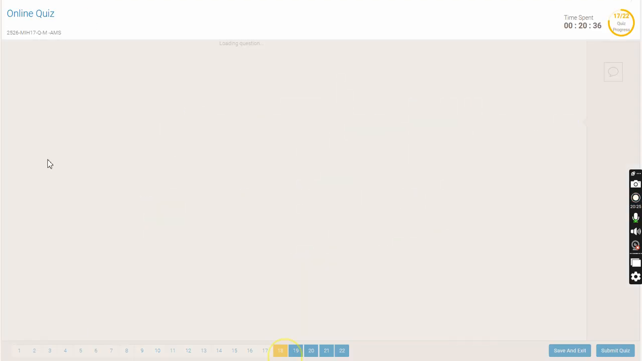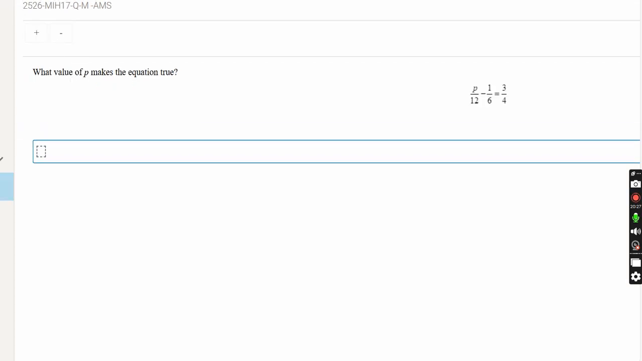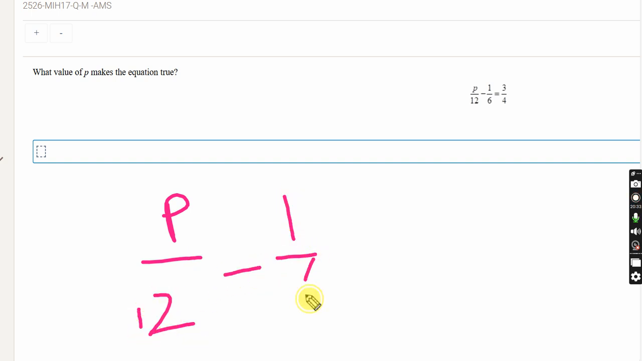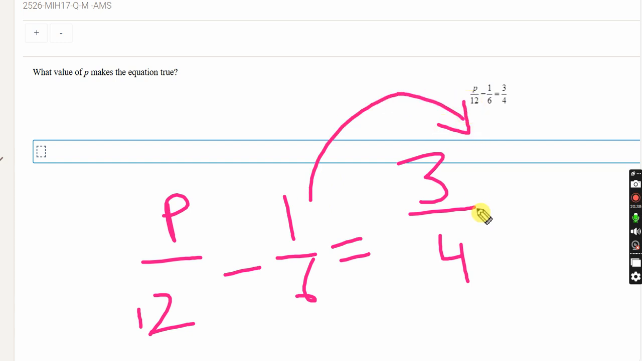Okay, we're nearly done. So for this one, p over 12 minus 1 over 6 is equal to 3 over 4. So now what happens here is that you take this to the other side and you get plus 1 over 6. Of course, what you have to do is first make the denominators the same. If you can find a smaller number, the better, because you don't have to simplify it later on.